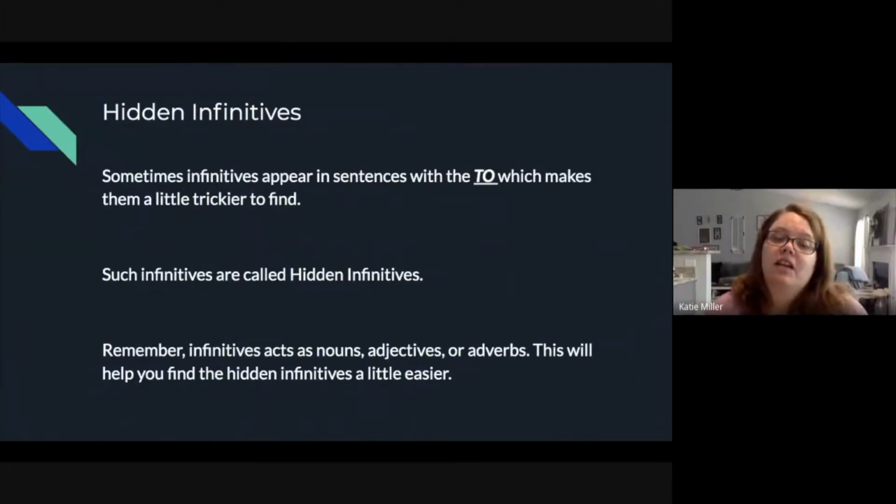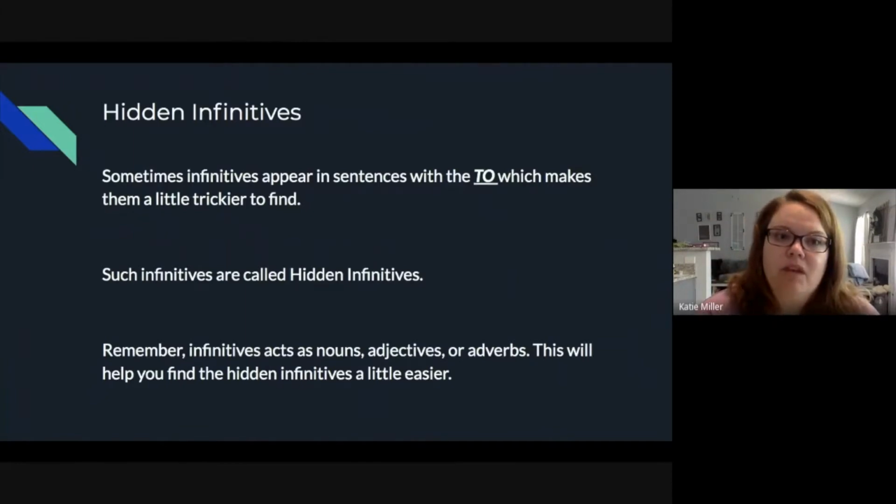Okay, so let's talk about hidden infinitives. These are a little bit harder to find because with hidden infinitives, you don't have the to in front of it to make it easy to identify. So if there's no to, what we call these are hidden infinitives. Now you've got to remember when you're trying to find these that these are going to be verbs that act as nouns, adjectives, or adverbs. This is going to make finding hidden infinitives a little bit easier, okay?